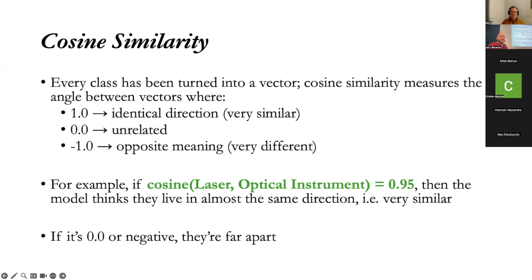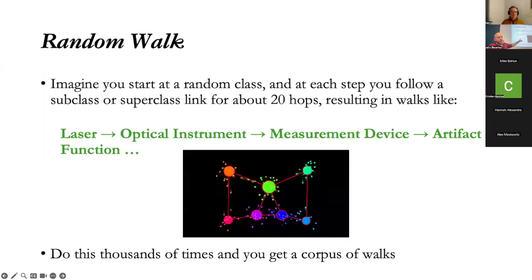Does that mean that because it's a very high reading, laser and optical instrument are in the same tree, meaning that either they'll have a common parent class or one of them in that pair is the parent class of the other? That's right, based on the tree. I picked this example on purpose. Laser, optical instrument.